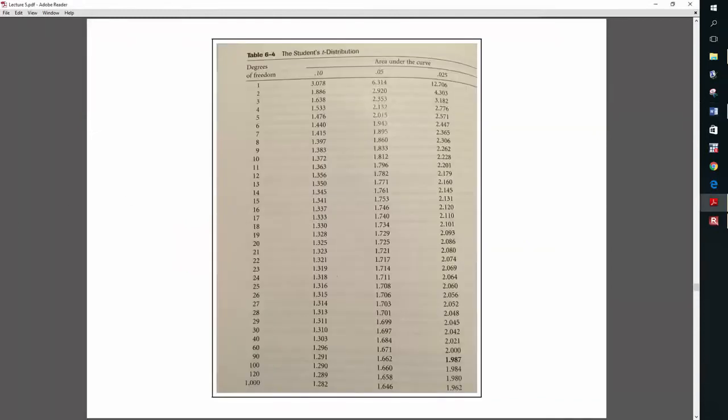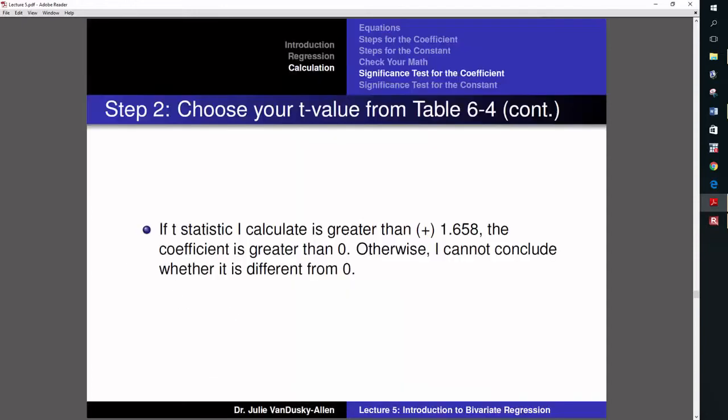When I look at the t-table and look for the t-score that intersects the 120 row and the 0.05 column, the t-score turns out to be 1.658. So I insert this value into my decision rule template. If the t-statistic I calculate is greater than 1.658, the coefficient is greater than 0. Otherwise, I cannot conclude whether it is different from 0.